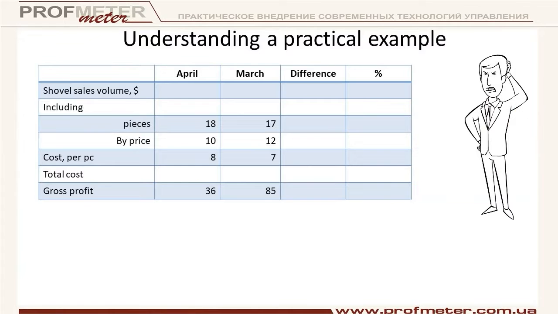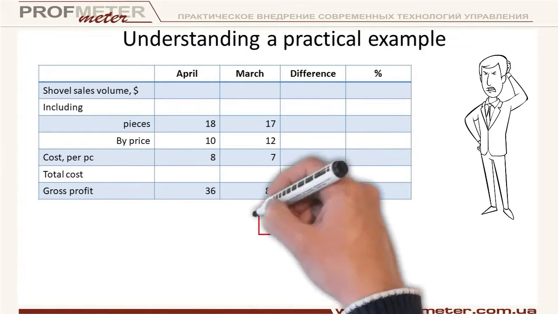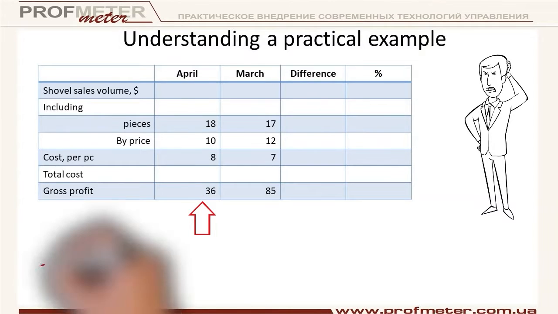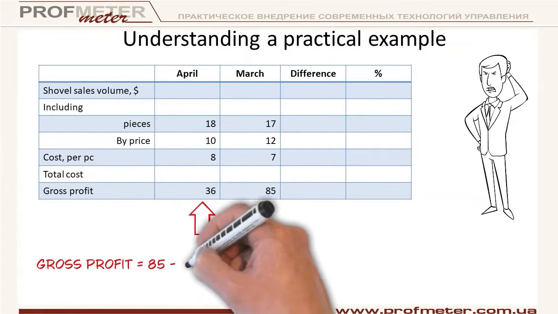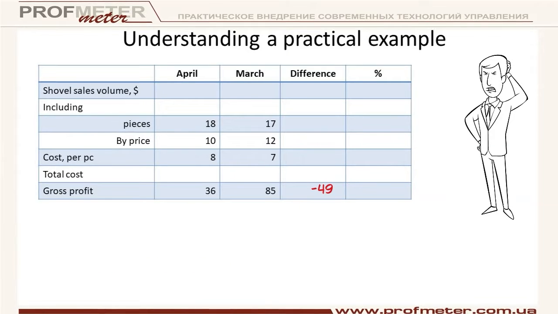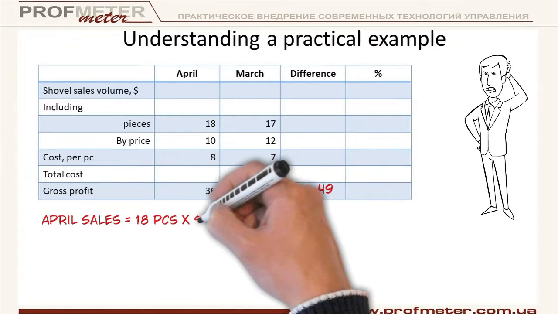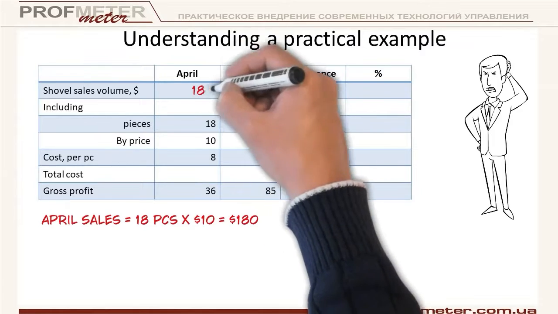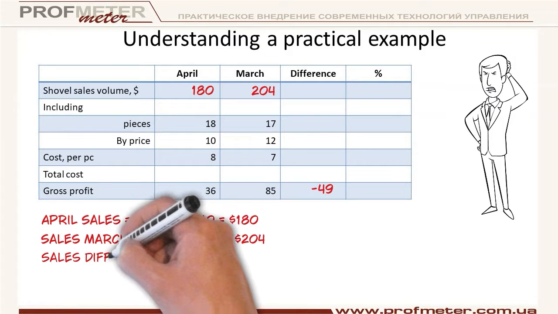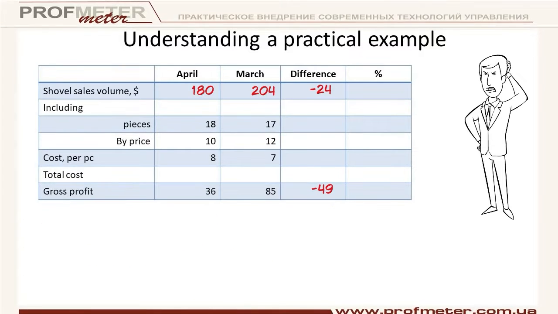Case study: the gross profit of the enterprise decreased from $85 to $36. We start to understand why the difference was as much as $49. Let's determine the cause of the fall. Of course, let's start with sales. In April we sold 18 pieces at $10, in March we sold 17 pieces at $12. The difference was $24. Stop, but we are looking for $49.